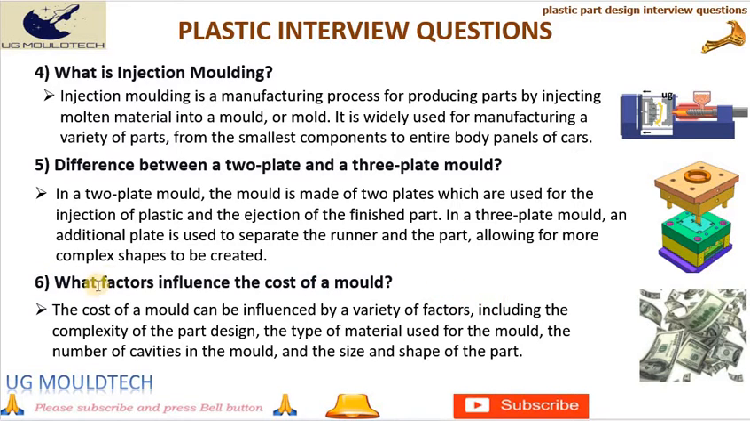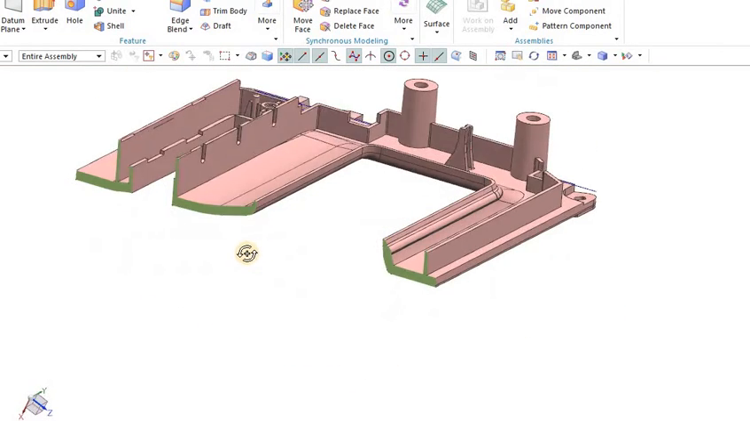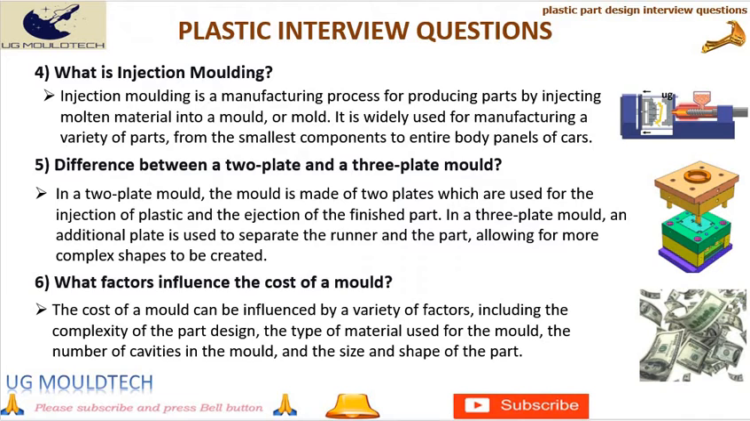Friends, next point in plastic interview questions is 6. What factors influence the cost of a mold? The cost of a mold can be influenced by a variety of factors, including the complexity of the part design, the type of material used for the mold, the number of cavities in the mold, and the size and shape of the part.